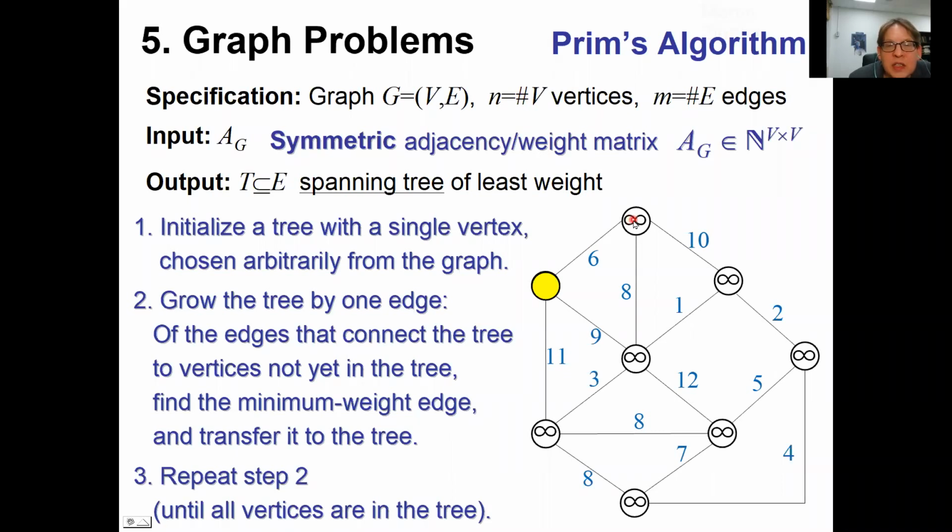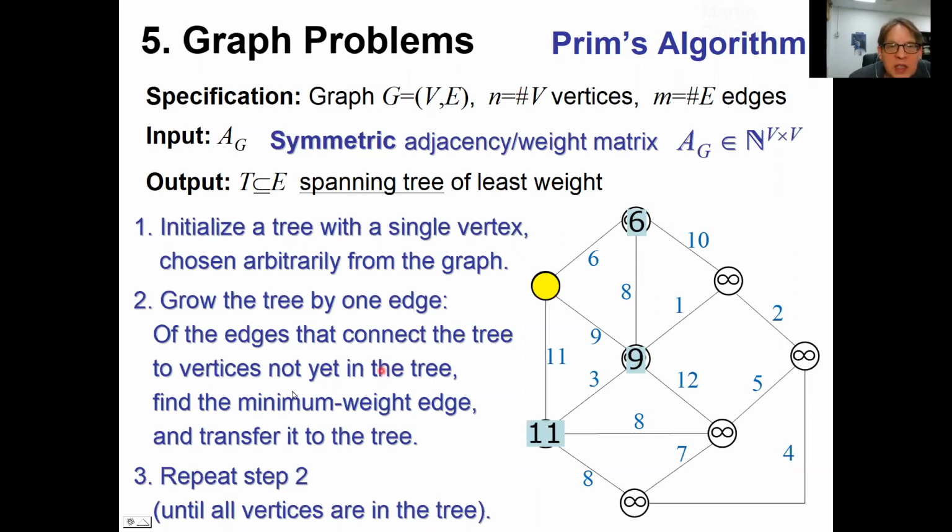So all other vertices are initially unreachable. And these are the distances from the tree to the other vertices as maintained in the data structure of the algorithm. So this vertex has distance 11 to the tree, because that's the edge weight. This has distance 9, this has distance 6.